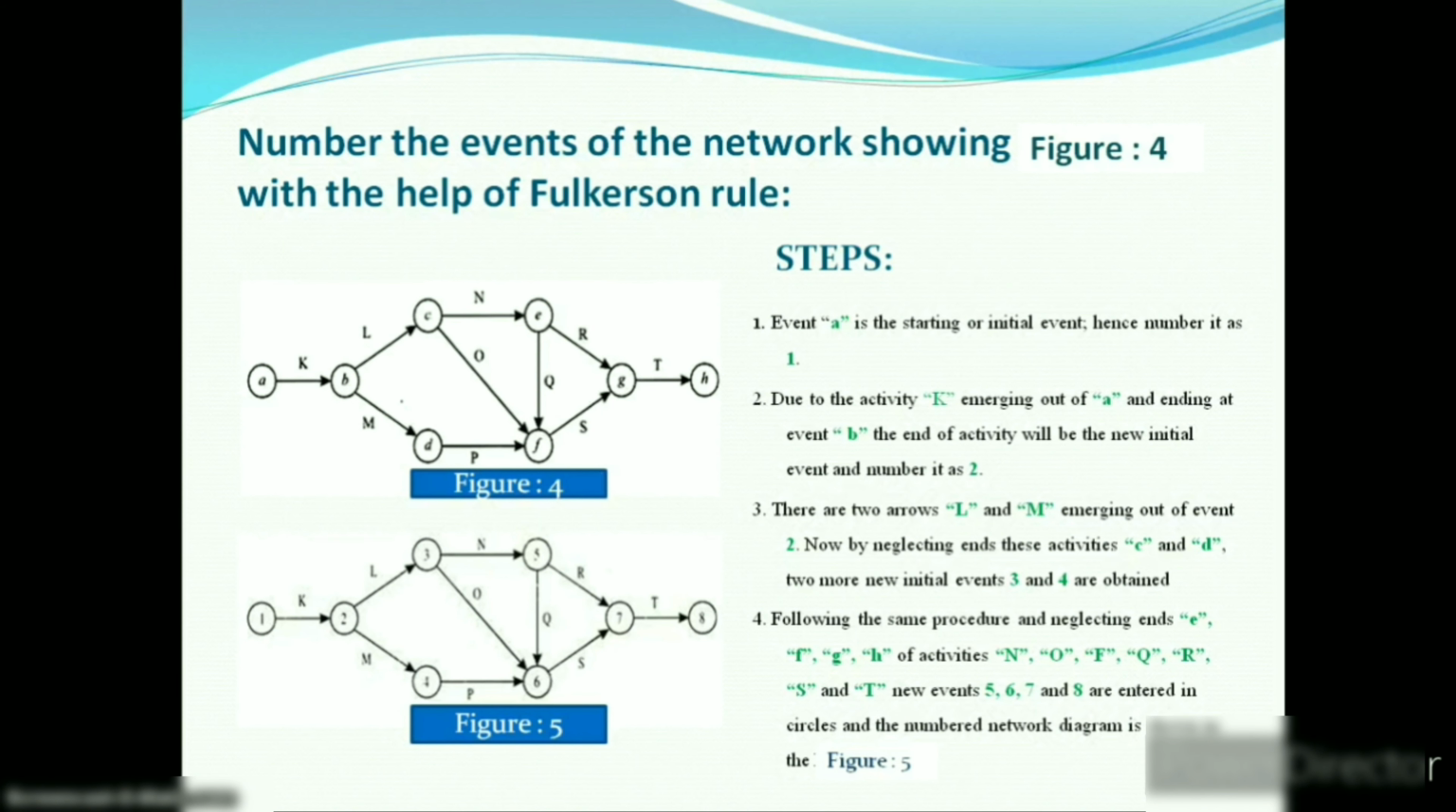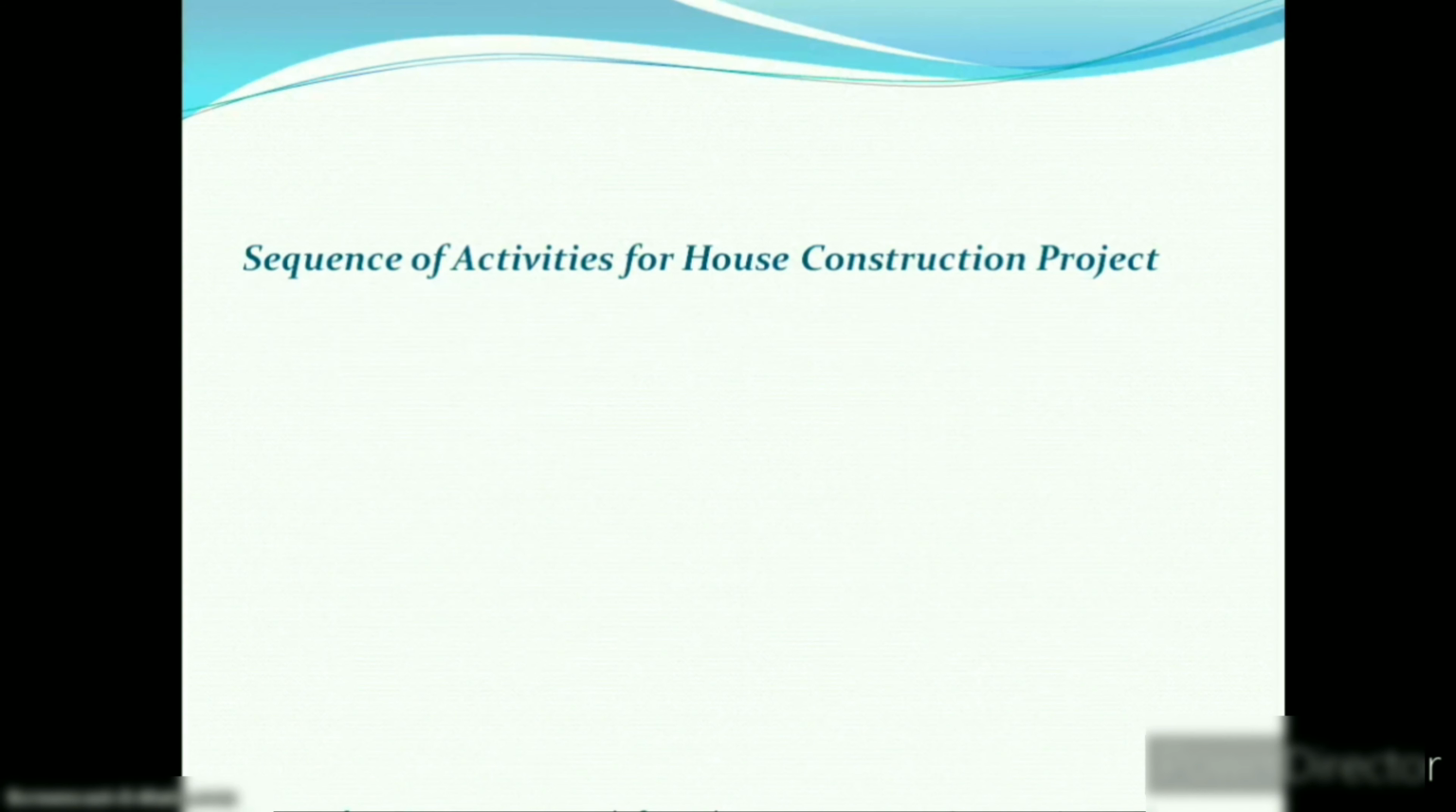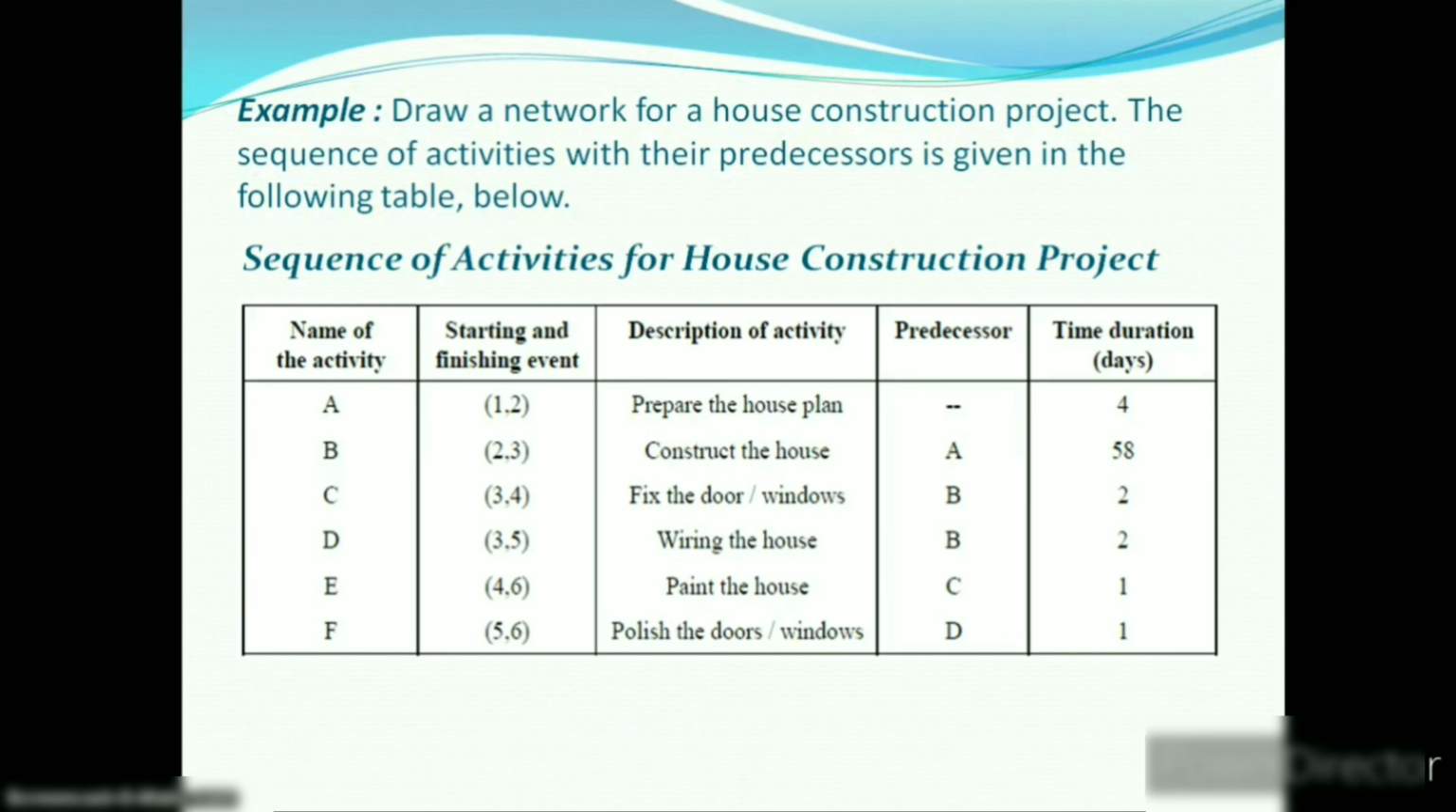Let us take an example of a house construction project to make the network clearer to you. Suppose we have 6 activities to construct a house. First, we make a house map and the respective planning to construct the house, which is represented by activity A, and it takes 4 days. Then build the house, which is represented by activity B, and it takes 58 days. Here activity B will start when activity A is complete. So A is the preceding activity of B.